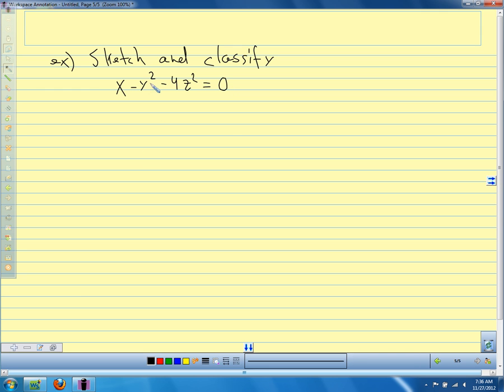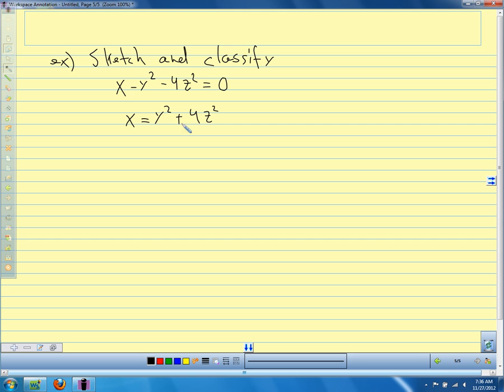So I have a second degree equation. It involves all three of my variables in some fashion. So this is going to be a quadric surface. I'm going to rewrite this just to make it easier to work with. I'm going to write this as x equals y squared minus 4z squared. Sorry, plus, yes.